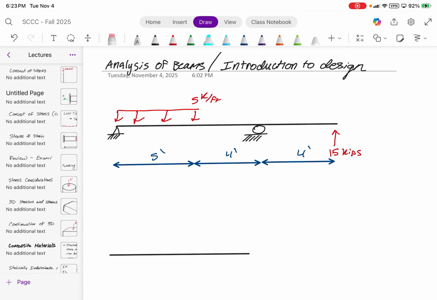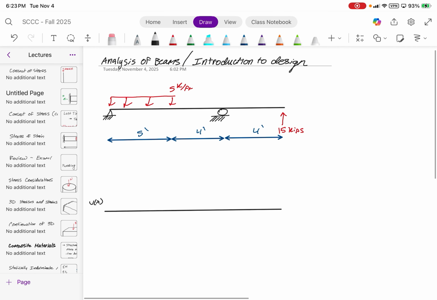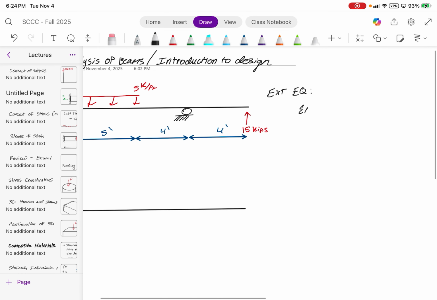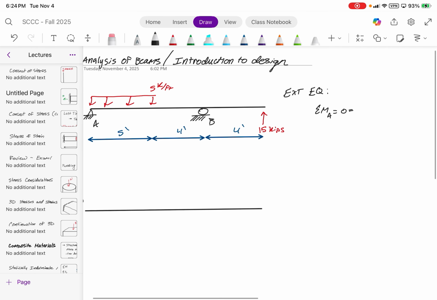So I'm just going to draw a horizontal line. That's going to be my placeholder for the shear force diagram. All right. So first step, we don't have the reactions, so we got to solve for equilibrium. External equilibrium. So take some of the moments. Let's call this point A, point B, and we take the moment about point A. You could take it about point B. My recommendation is just always work with the furthest left point. It just makes life easier for me anyways.